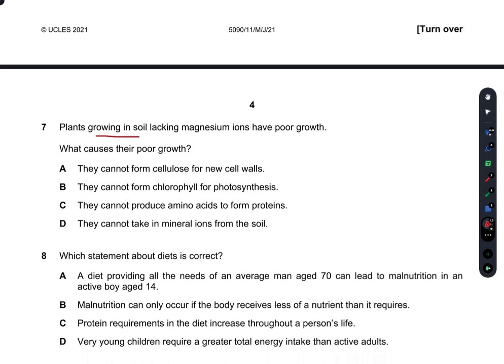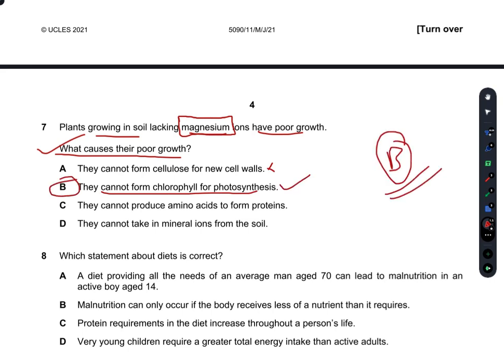Plants growing in soil lacking magnesium ions may have poor growth. What causes their poor growth? Magnesium ions are required for the structure of chlorophyll and for normal plant growth. They cannot form cellulose for new cell walls? No. They cannot form chlorophyll for photosynthesis? Yes, this is true. So B is the right answer.